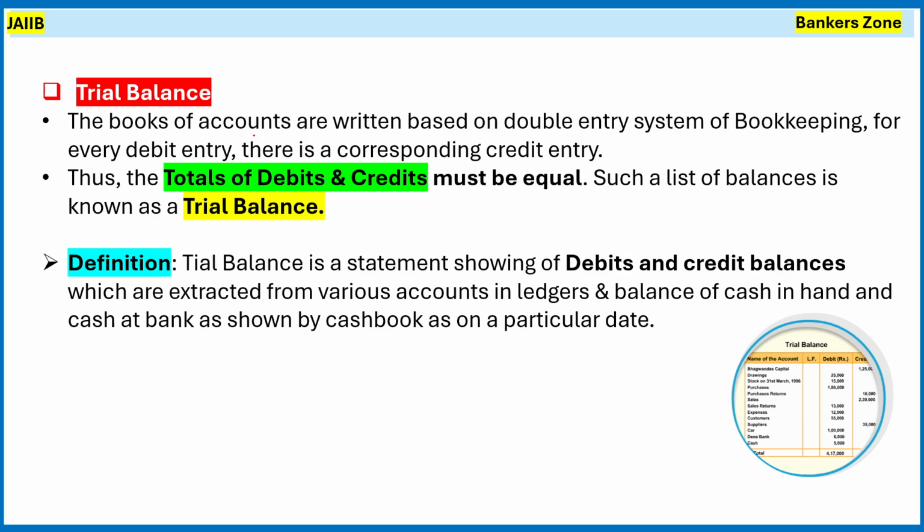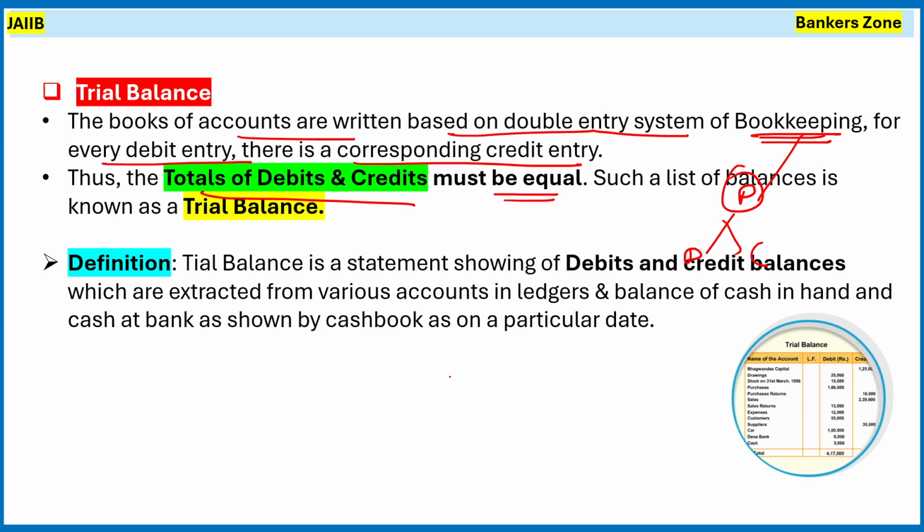Okay, now see the books of account which are written based on the double entry system of bookkeeping. For every debit there will be the corresponding credit. So what is trial balance? In the book of account we are following the bookkeeping method, which is the double entry. For every debit there is a credit, right? So thus we can say total debit and credit must be equal. So obviously for every entry there is one debit and one credit.